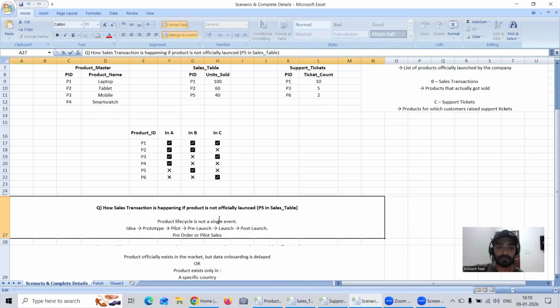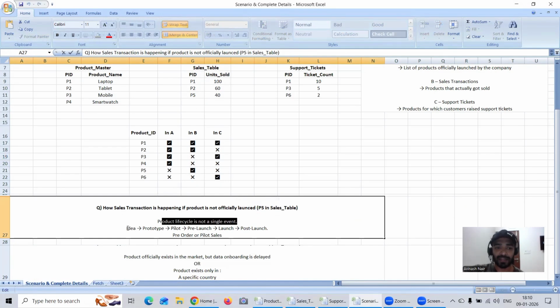Now, just to help you understand, this kind of scenario is quite common. If you have a bit of experience in the IT industry, maybe a minimum of 1 year, you have definitely encountered such scenarios, especially if you have worked for 2 or 3 clients, because this kind of thing happens in any company. Every product goes through a life cycle. So it's never a single event.